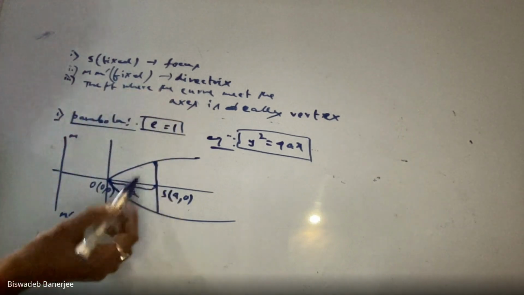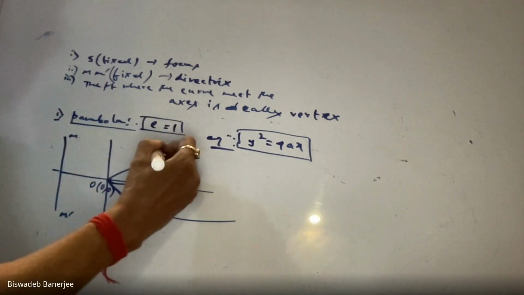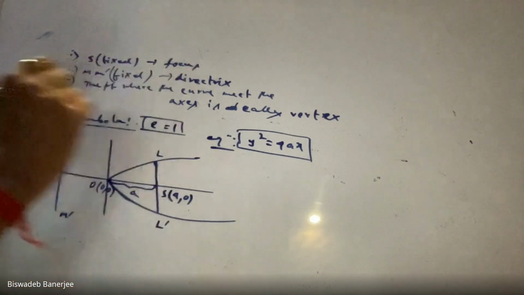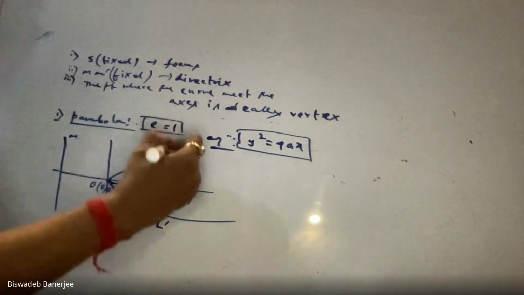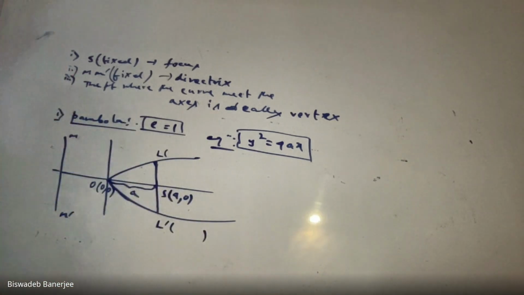So we know that this line is perpendicular on this focus. You can easily see that. If we denote this line by LL dash, this LL dash is my what? Yes, it is my latus rectum. Now a more important concept: what is the coordinate of L and what is the coordinate of L dash?